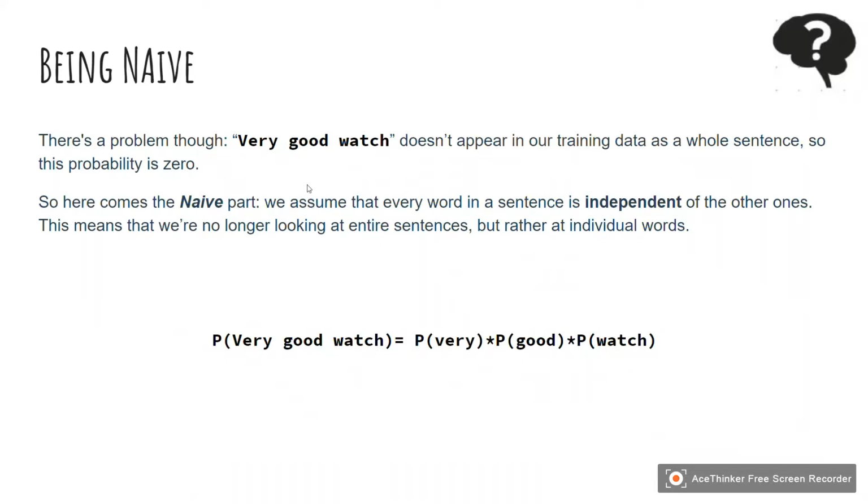What naive means is we assume that each word in a sentence is independent of the other ones. By assuming this independence, we divide the sentence into words. Instead of searching for the probability of the whole sentence, we divide it into words, like P of very times P of good times P of watch, by assuming that the words in the sentence are independent of each other.